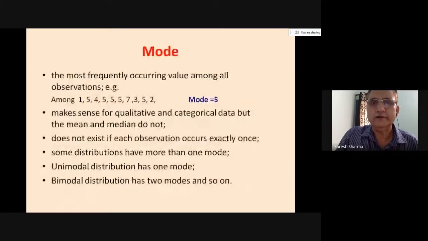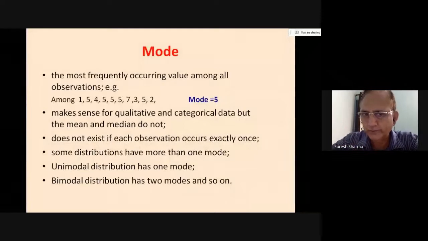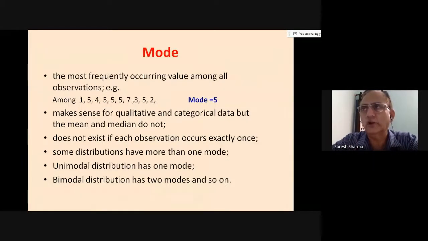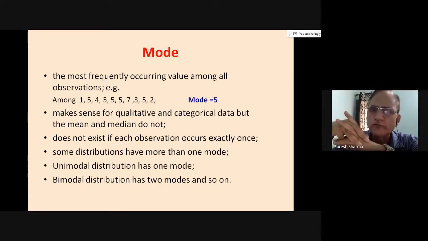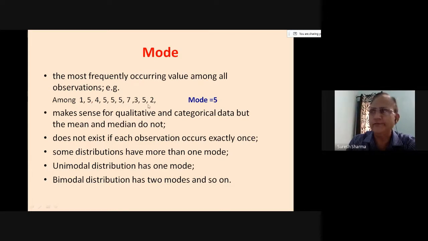Then how to compute mode? Here's the definition of mode. The most frequently occurring value. The most frequently occurring value among the set of observations is called mode. The value which occurs most frequently. For example, 1, 5, 5, 5, 5, 5, 7. So here if you see this data, 5 is occurring maximum number of times. So mode will be 5. Right? 5 is occurring how many times? 1, 2, 3, 4, 5 times. So mode value is that value which occurs with maximum frequency.